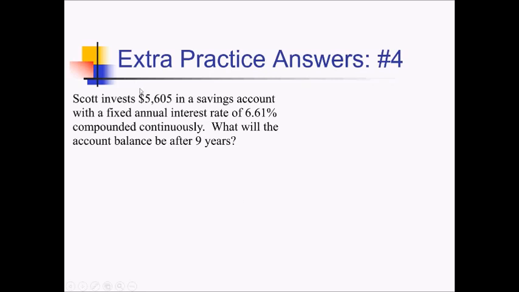On this problem, Scott is investing some money in a savings account compounded at 6.61% continuously. We want his balance after 9 years. Continuous compounding, that's a big tip off here. That immediately tells us we are using f of t equals P e to the r t. So this is going to be f of 9 because we're plugging in 9 for the years. Principal is going to be $5,605 times e to the, for r we have to use the decimal version, so 0.0661, multiplied by a time of 9.